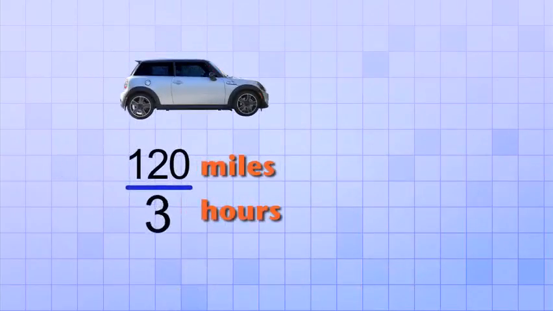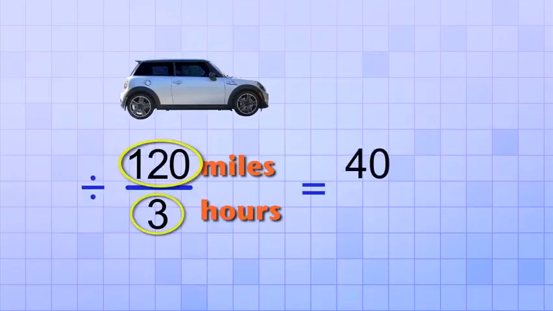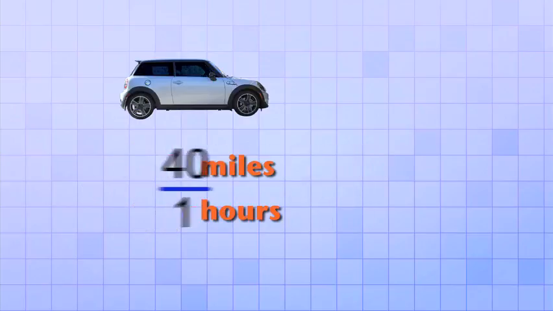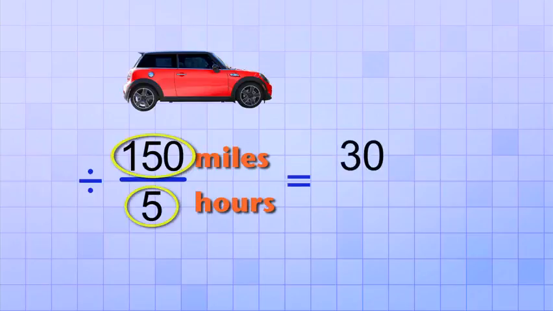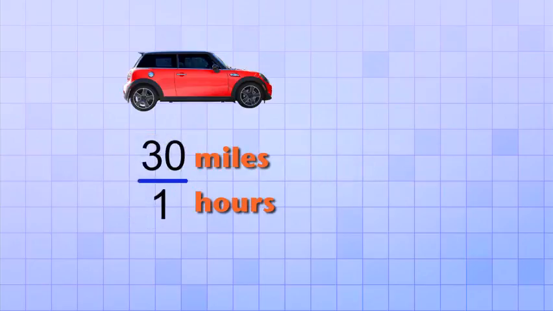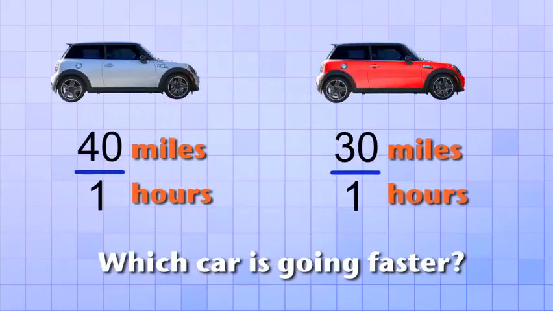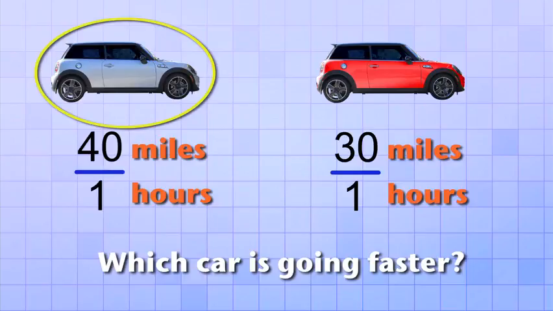All right, let's convert the rates of speed for our two cars into unit rates so that we can compare them easily. The first car's rate was 120 miles per 3 hours. So if we take 120 and divide it by 3, we get 40. That means that the unit rate for the first car is 40 miles per hour. The second car's rate was 150 miles per 5 hours. So if we divide 150 by 5, we get 30. So the unit rate for the second car is 30 miles per hour. And now you can easily tell that the first car is going faster. And you can tell why unit rates are so helpful.